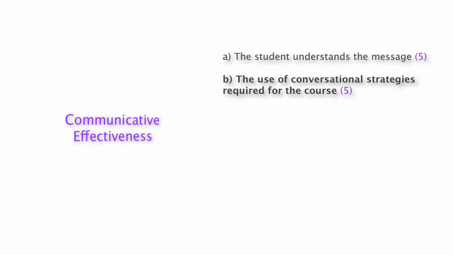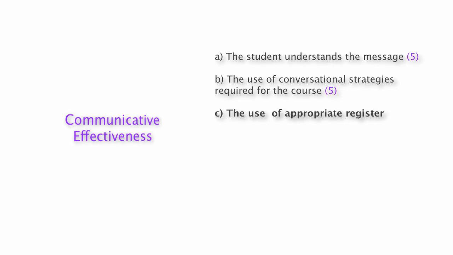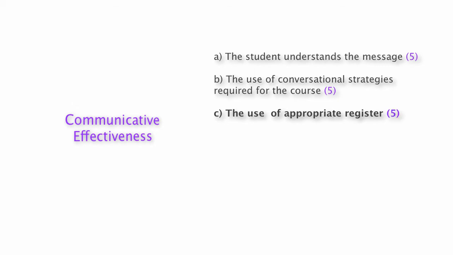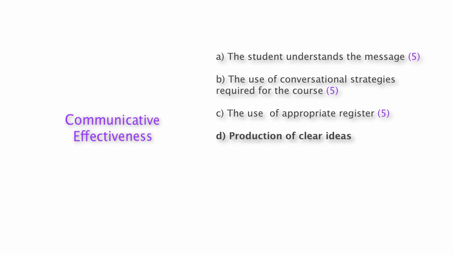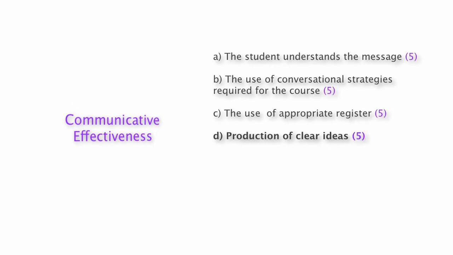As for the third descriptor, the use of appropriate register, the language he uses matches the type, context, and purpose of the task. Consequently, the grade in this descriptor is 5. Next we have production of clear ideas. All utterances in the conversation are easily understood. It is clear what he means in each of his interventions. Most of his ideas are relevant to the main topic of the conversation. Each idea makes the discourse coherent and easily understood. So the grade for this descriptor is 5.